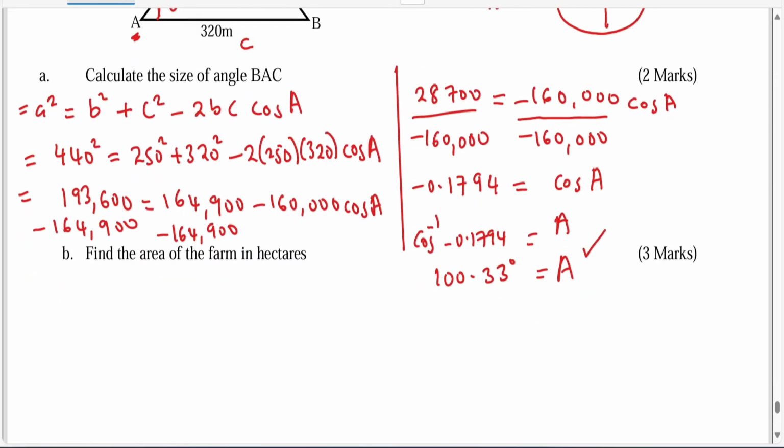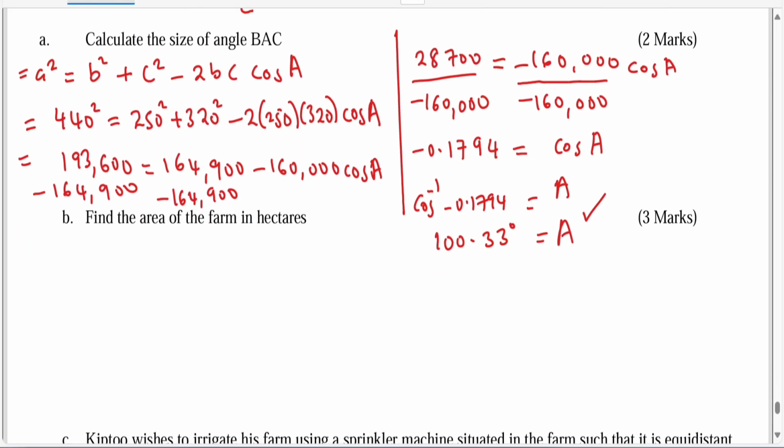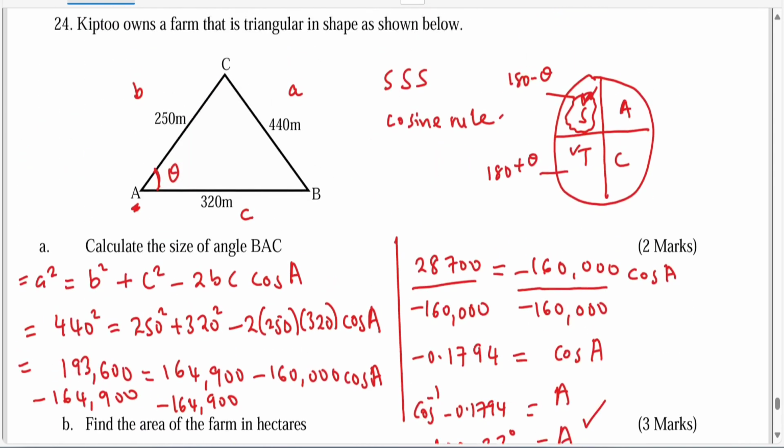Tuendelee. Question B umeulizwa find the area of the farm in hectares. Okay, find the area of the farm in hectares. And how do you find the area? Area of a triangle, and if you've been given the angle and the sides, you take a half AB sin theta. Ikiwa umepewa sides mbili na hiyo angle yako, utachukua half AB sin theta. So AB yako ni gani? Right, so njoo hapo juu.